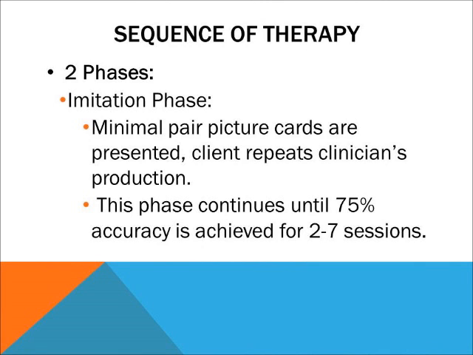There are 2 phases in the maximal oppositions therapy sequence. The first phase is the imitation phase. In this phase, minimal pair picture cards are presented and the client imitates the clinician's correct production. This phase continues until 75% accuracy is achieved for 2 to 7 sessions.